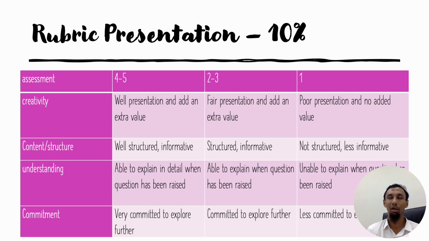So when we look at your slides and when we ask you, and then we know you have improved your knowledge through your reading, you will get 4 to 5. Committed to explore further, just committed, not very, is 2 to 3, and then 1 is less committed.